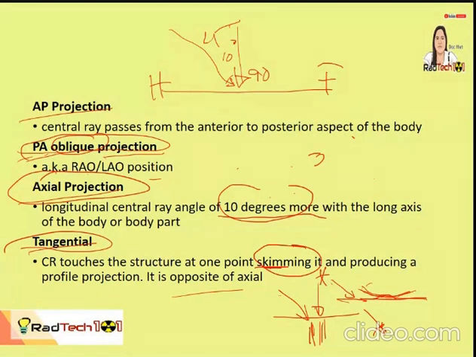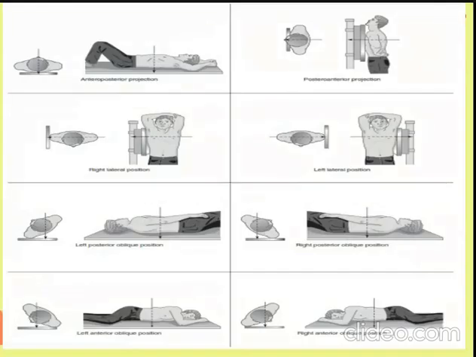Okay. So, to give you a picture of what we have discussed, we have here supine position, AP projection. So, AP projection, supine position. It enters the anterior portion and exits the posterior portion. So, here we have the PA projection. Hindi naman siya naka-prone kasi nakatayo siya, pero nakatalikod.